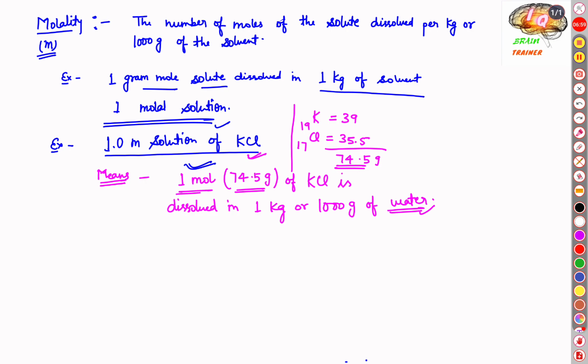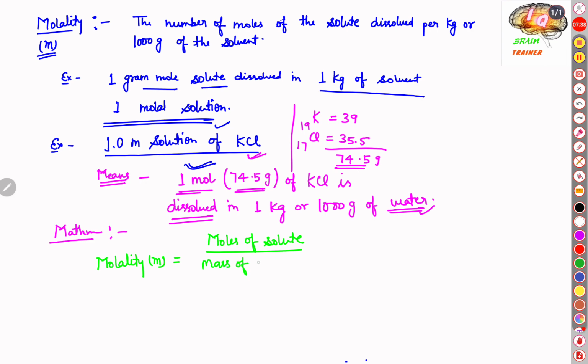Okay, now let us talk mathematically. How can you represent molality? Molality is represented by small m, which is equal to moles of solute divided by mass of solvent in kg.